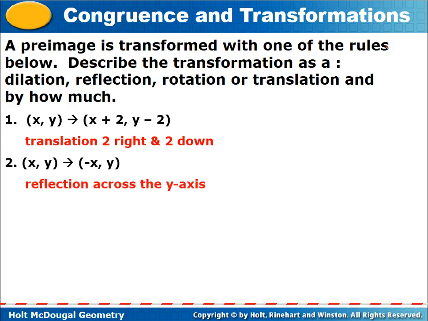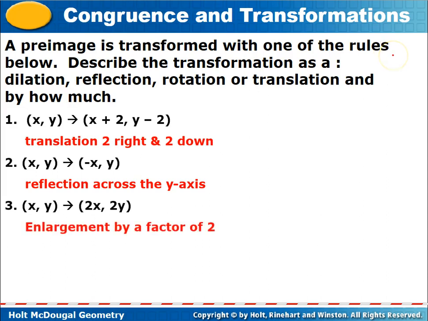Number 3, (x, y) becomes (2x, 2y). So this would be a dilation, which would be an enlargement by a scale factor of 2. And number 4, (x, y) becomes (-y, x). This one is going to be a rotation, and it's going to be a 90-degree rotation. Hopefully you guys remember all this stuff.